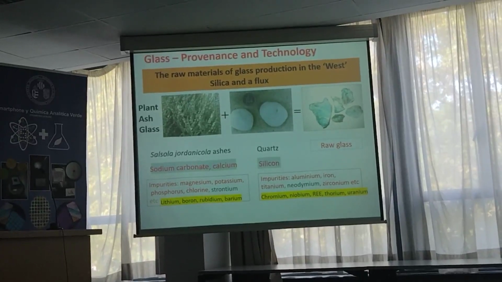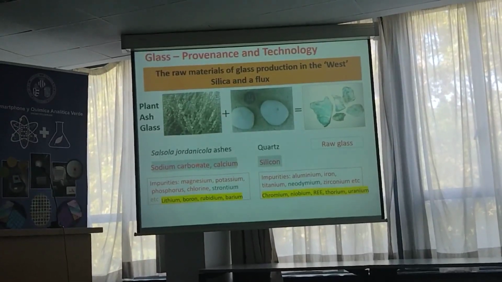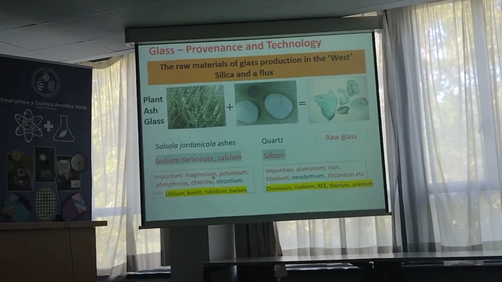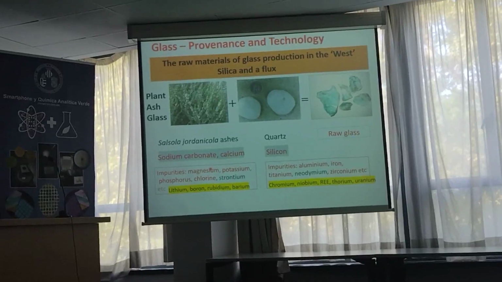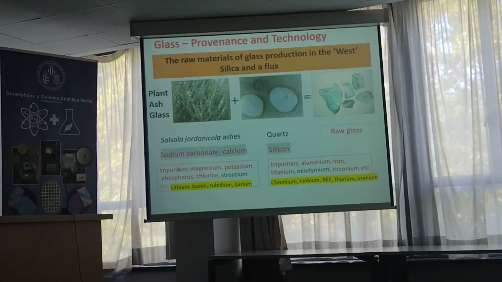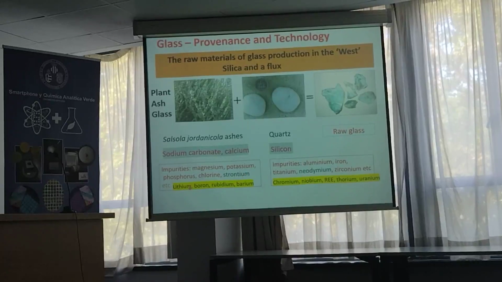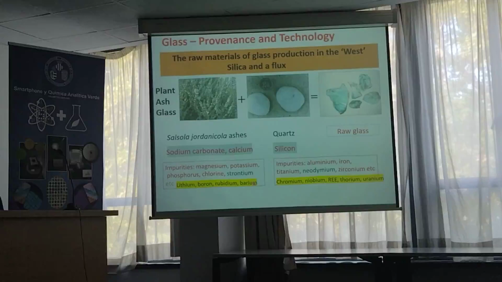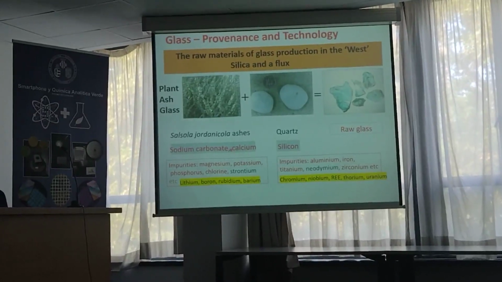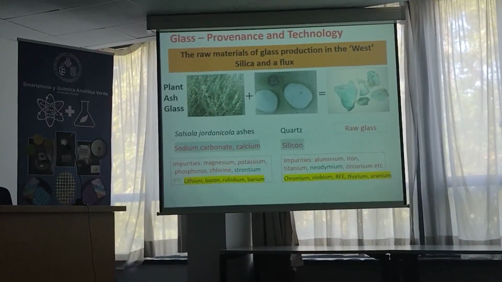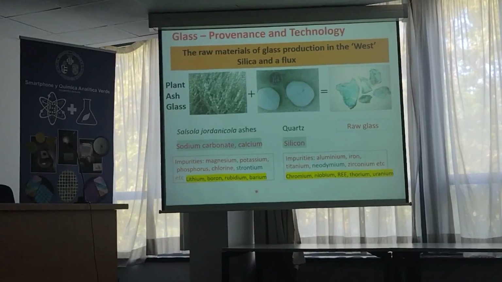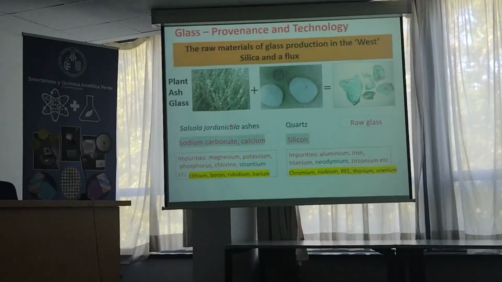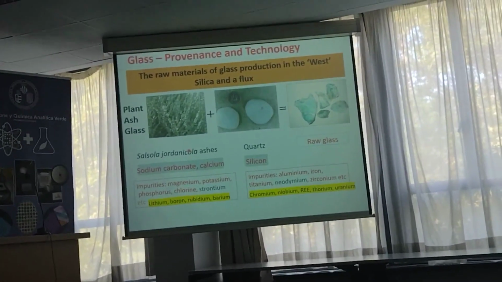So the primary elements that you need for making the glass from the ashes are sodium carbonate and calcium, but it brings with it magnesium, potassium particularly, but also phosphorus, chlorine, strontium, lithium, boron, rubidium, barium also come in with the plants. And depending on the plants and where they were grown, you will be bringing in different amounts of these trace elements. This Salsola jordanicola is probably the one they think was most commonly used.